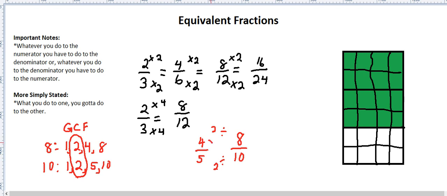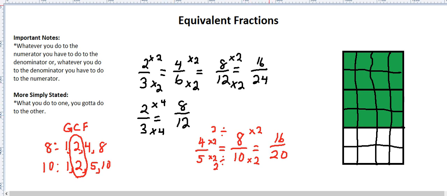And notice I could multiply them both by 2, and it would get me back to the 8/10. Here I can multiply by 2 again, and that would give me 16/20. All of these are different ways to find equivalent fractions.